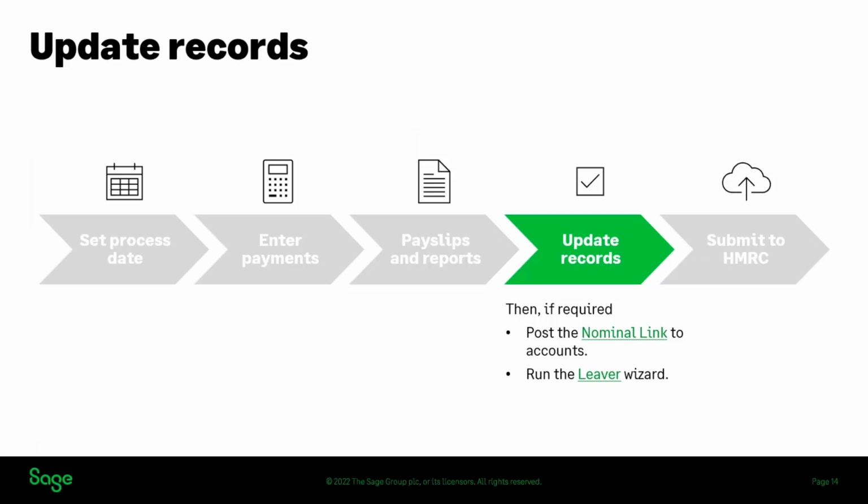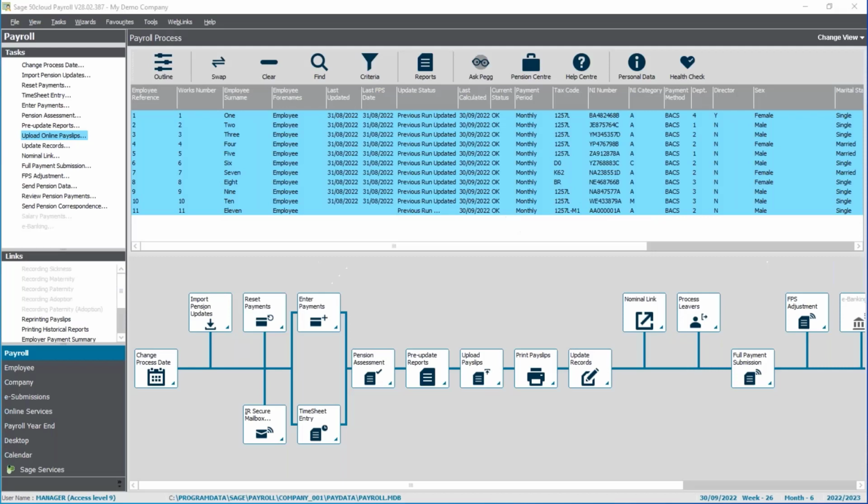So up next is to complete the payroll by updating the records. And then if required, posting the nominal link and running the lever wizard. And then we will submit our payroll to HMRC as a full payment submission. We're then ready to start thinking about month end. So quick demo of these final steps.